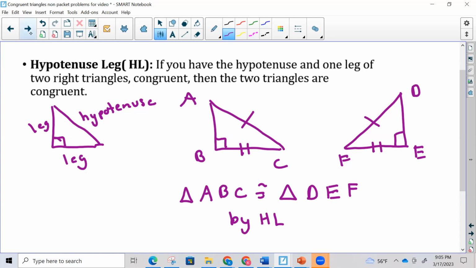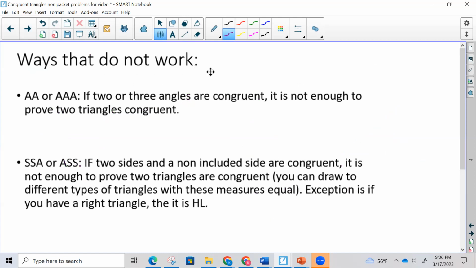There are 2 that don't work, which means if I have this information, it's not enough information to say the 2 triangles are congruent. They might not be. So if we have angle, angle, or angle, angle, angle, which means if I have 2 angles of a triangle congruent, think like an equilateral triangle. I can have equilateral triangles where the angles, like any equilateral triangle, are always 60, but they don't have to be the same size. Like this one, the sides could all be 2, and this one, the sides could all be 6.